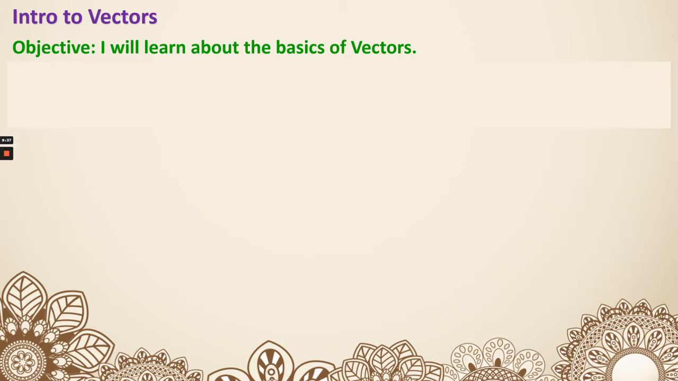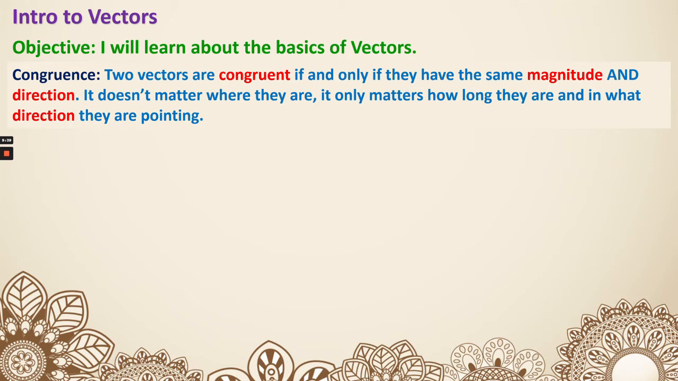Next, let's define congruence. Two vectors are congruent if and only if they have the same magnitude and direction. So let's say we have a vector here, and we have a vector in a different location. They would have to be pointing exactly the same direction, and they have to be the same length to be called congruent. It doesn't matter where they are. These two are going to be congruent, even though they're in different locations. It only matters how long they are and in what direction they are pointing.